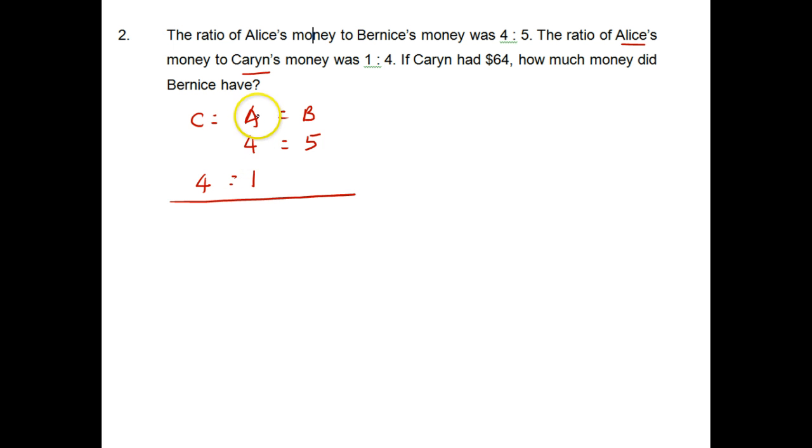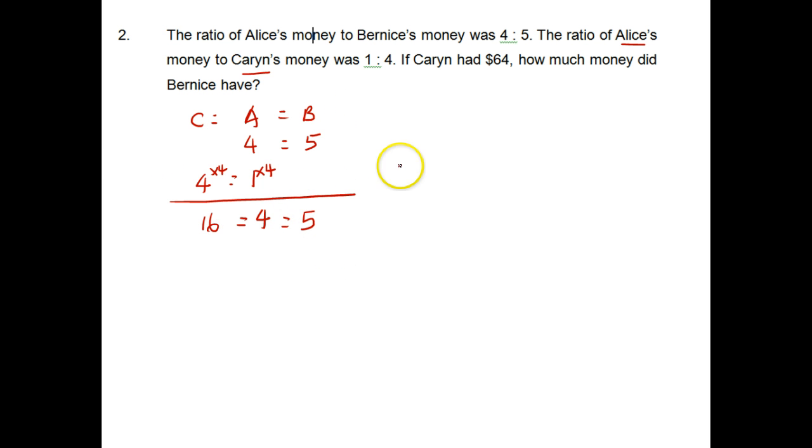I know that Ellie's is the same person, so the unit must be the same. To make them the same, I would have to times 4. So 1 times 4 is 4. Now my Ellie's is 4, my Carlin is 16, and my Bernie's is 5.